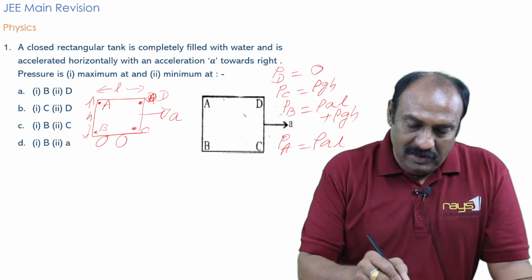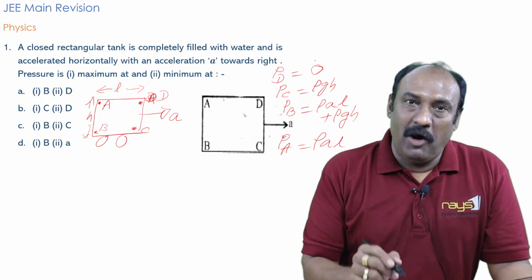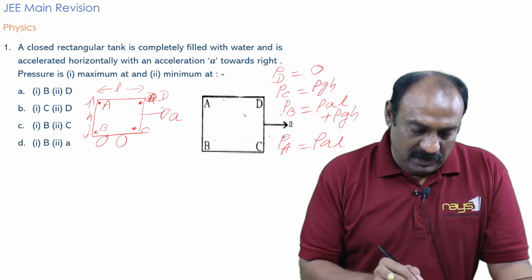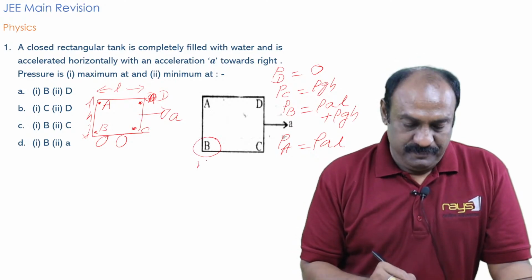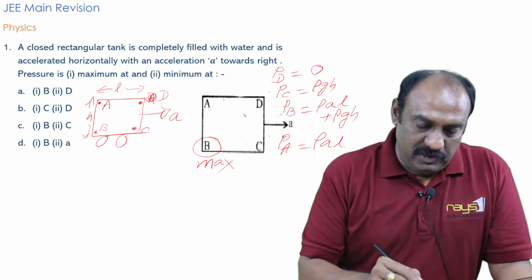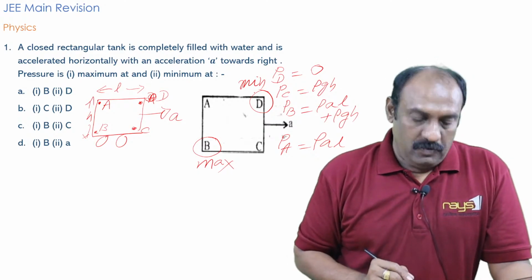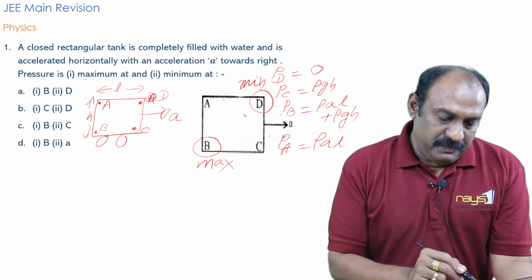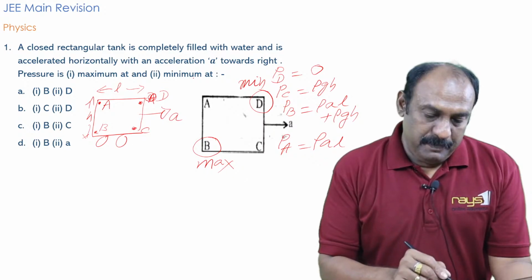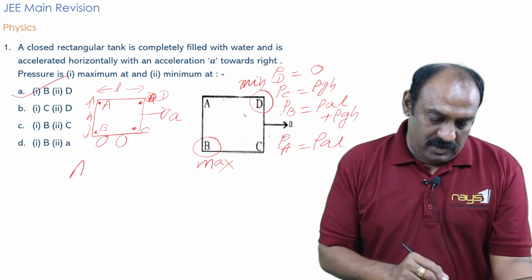So out of all these points, at which point is the pressure maximum? At point B the pressure is maximum, and at point D the pressure is minimum. So here the answer is: pressure is maximum at B, minimum at D. So for question number 1 the answer is A.